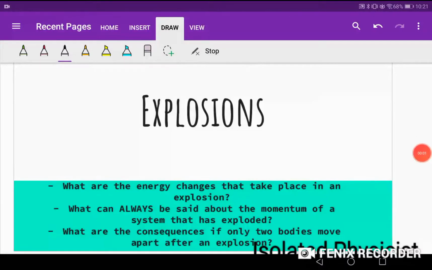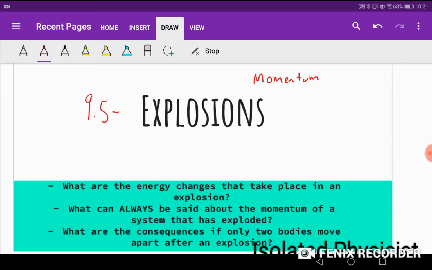Morning. I'd like to give you a lecture on explosions. So it's relating to the momentum topic, and this is 9.5 if you are following along from the AQA A-level textbook. So we're going to be looking at what are the energy changes that take place in an explosion.